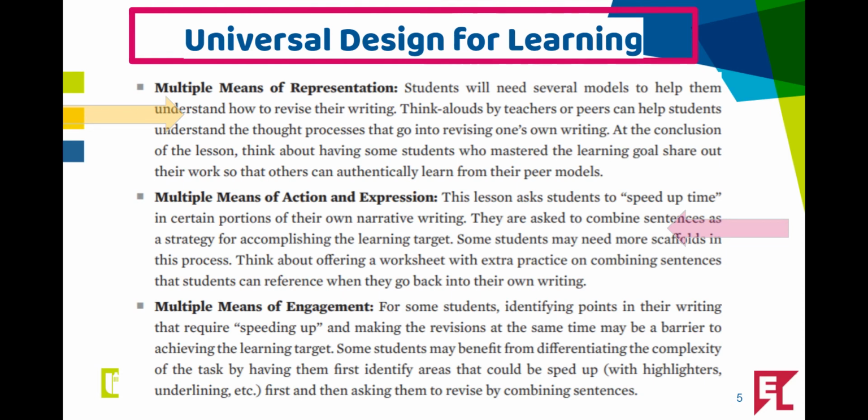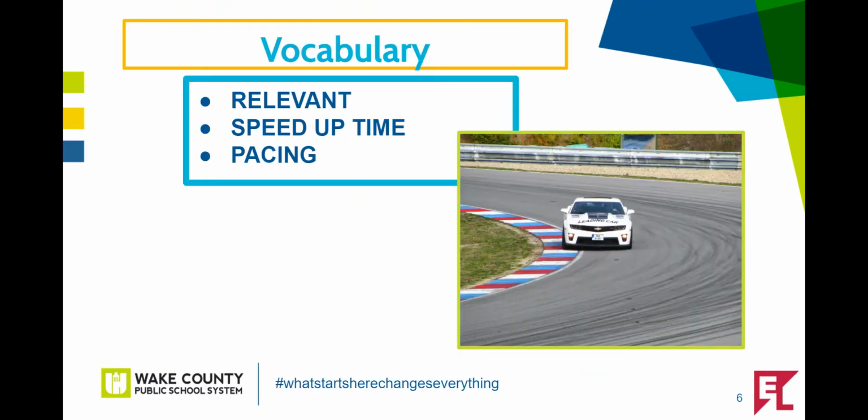Think about offering a worksheet with extra practice on combining sentences that students can refer to when they go back to their own writing. For some students, identifying points in their writing that require speeding up and making revisions at the same time may be a barrier to achieving the learning target. Some students may benefit from differentiating the complexity of the task by having them first identify areas that could be sped up, like with highlighters or underlining first, and then asking them to revise by combining sentences.